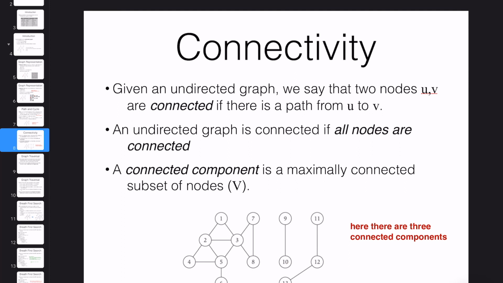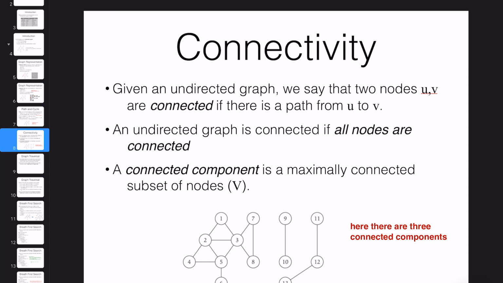Another definition is about the connectivity in the graphs. So we would say that two nodes in an undirected graph are connected if we can find a path from u to v. Because this is undirected, you can consider it as a path from u to v or v to u, because if there is a path from u to v, there is also a path from v to u.